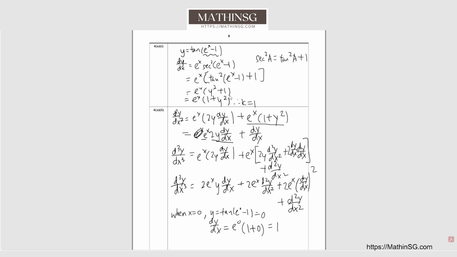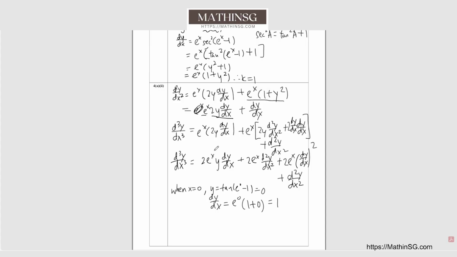Then moving on, let's find d²y/dx². Okay, which is here. So I'm going to sub in x equals 0, y equals 0, and dy/dx equals 1 into this expression. Because y is 0, this whole thing will be 0, and I sub in y equals 0. So I'll be left with dy/dx, which is 1.